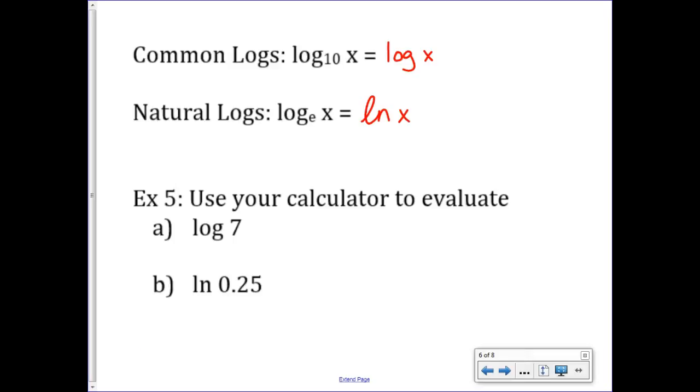Use your calculator to evaluate. So if you haven't located the log button on your calculator, you'll want to do that. So log of 7, so that's a base 10, we don't have to write it. And you should get 0.845. If ever you are not getting these values when you plug them into your calculator, come in and see me and we'll go through it together. Natural log of 0.25, you should get negative 1.386. It's super important that you know how to type those in.